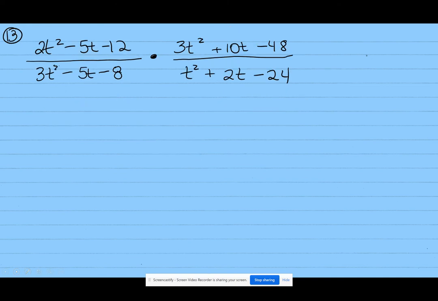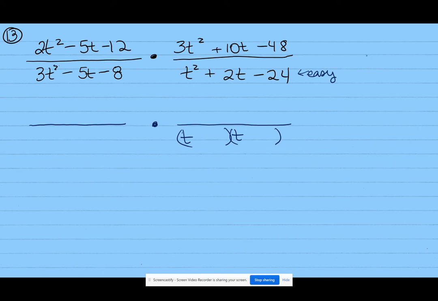Number 13 is also a multiply. It is not a keep, change, flip. It does have trinomials, but there's only one nice trinomial. I have 3 bottoms up, and then I have a nice one. Now the nice trinomial, I'm going to go ahead and do it. No flipping. That's the one on the bottom. That's the easy one.